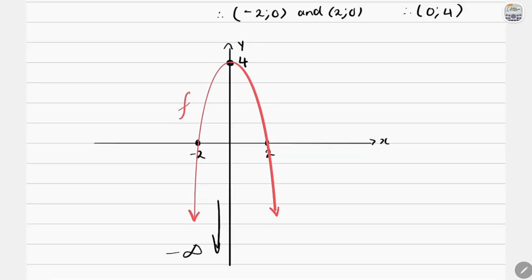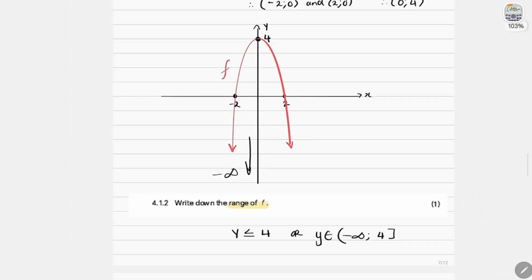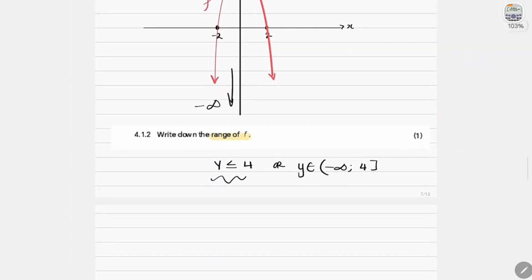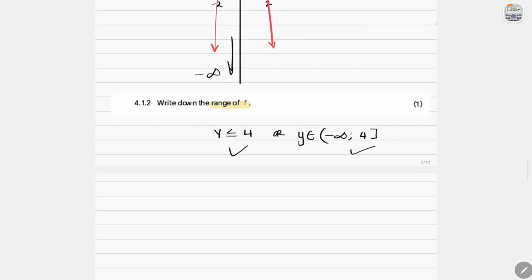The graph has a y value of 4. Okay, so you use a square bracket here, and that's what your answer would look like. So you can write it like this or like this, and it's fine. Moving on to the next question.